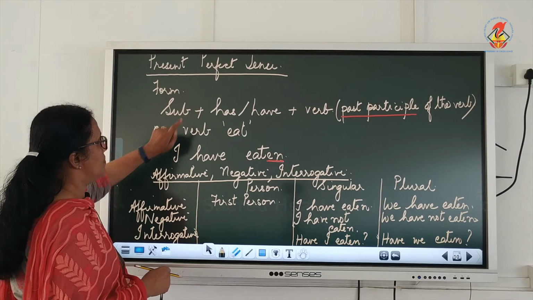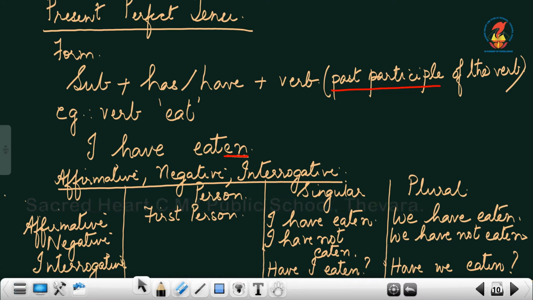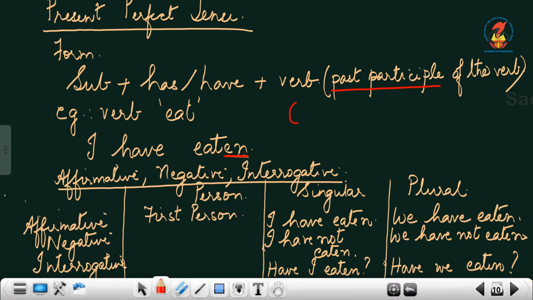So you have the subject plus the verb has or have, because we are still doing present, has or have plus the verb in the past participle form. Now the past participle form of the verb usually ends with en, ed, t or d. Okay, these are how the past participle verbs usually end. Usually, not 100%, not all verbs end with this.